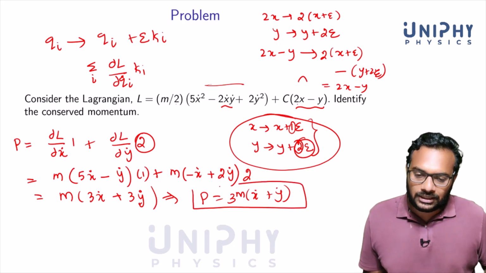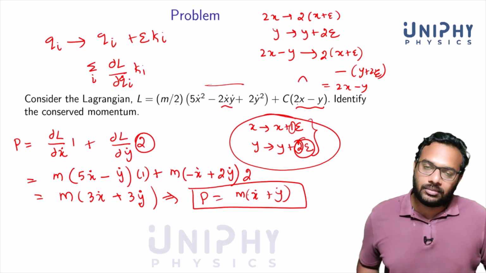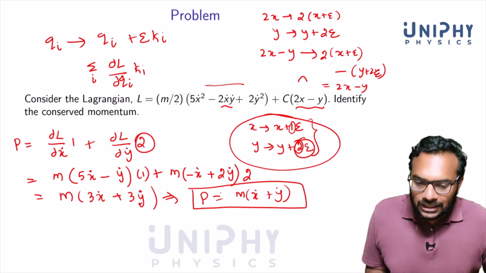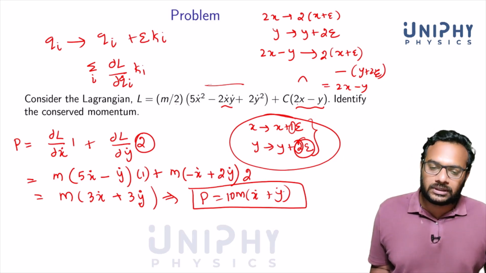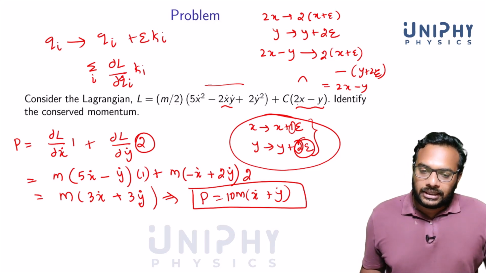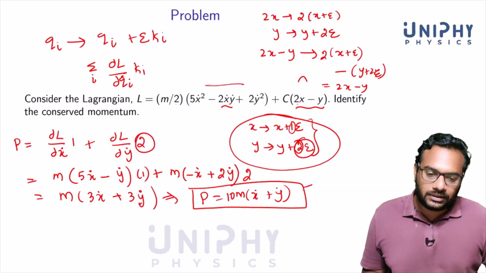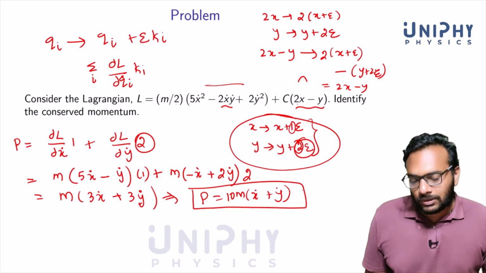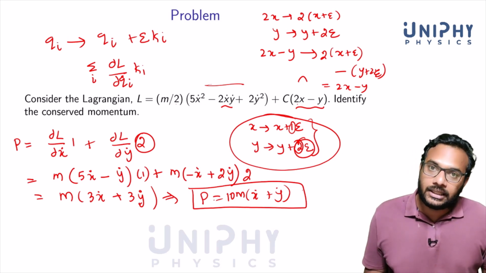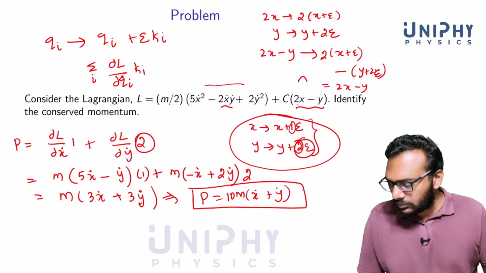Depending on what is given in the options, you can choose the correct answer. You can find the conserved quantity. The conserved quantity will be a multiple of this term, m x dot plus y dot. It's possible that they give in the option something like 10 m x dot plus y dot. Of course, this is also a conserved quantity. So that's how we use Noether's theorem. In this case, it will have the dimensions of a linear momentum.